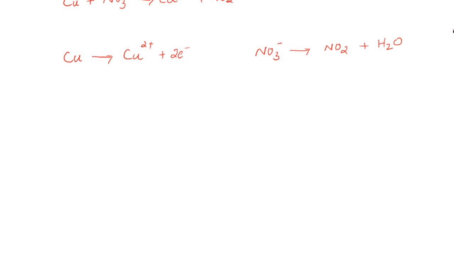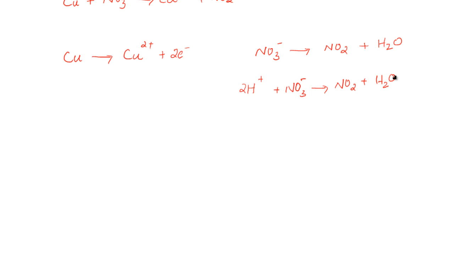Let me write that as the second step, guys, so that you can see the changes. So 2H plus plus NO3 minus, giving you NO2 and H2O. So mass is all balanced, charges are not.